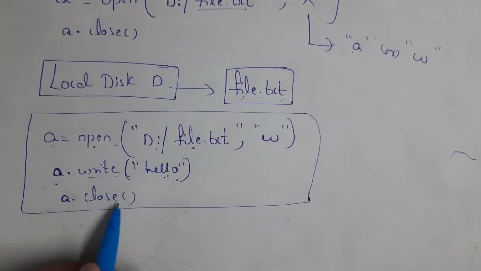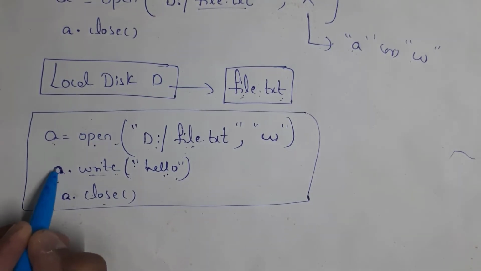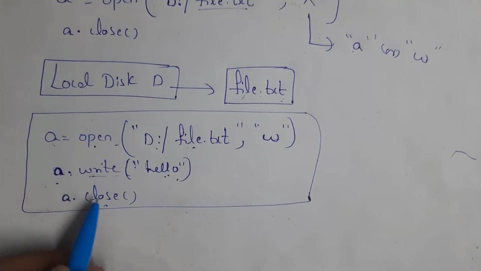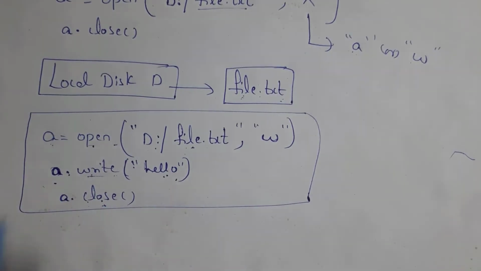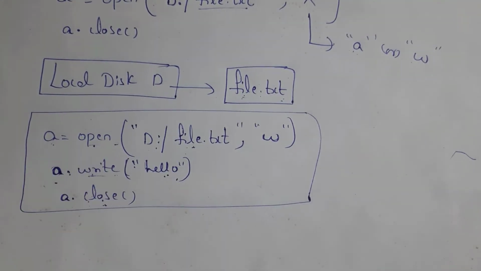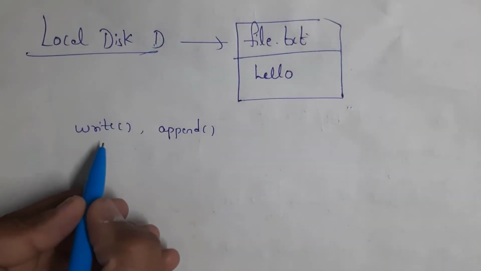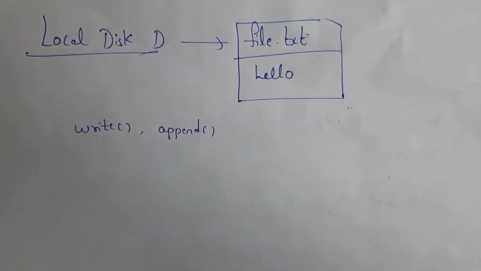Here write and close are methods because we are including object name, that is a.write, a.close. So we call this write and close as methods. Whereas open is function because we will not include object before function, just written open, that's it. Next I will explain what is difference between write method and append method.